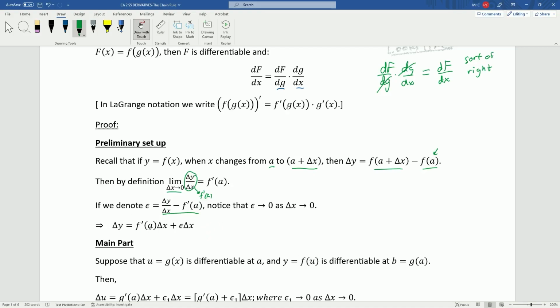Okay, so what does this imply? We're noticing this, and then we're also noticing that if I add f prime of a to both sides, and multiply delta x across, I get that delta y equals f prime of a times delta x plus epsilon times delta x. So this is just some preliminary setup to consider for now, and we'll move on to the actual main part of the proof.